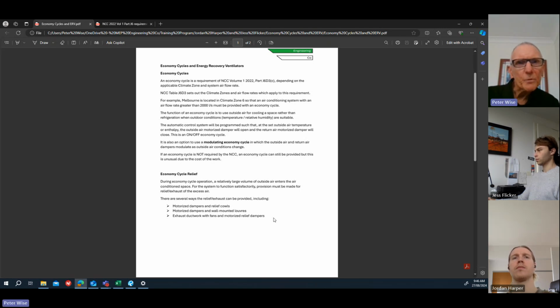Obviously, there's a point where the outside air might be too cold. So you probably need a band there where you say between maybe 13 or 12 and 17 degrees, outside air is ideal. But these things are all adjustable through the control system.